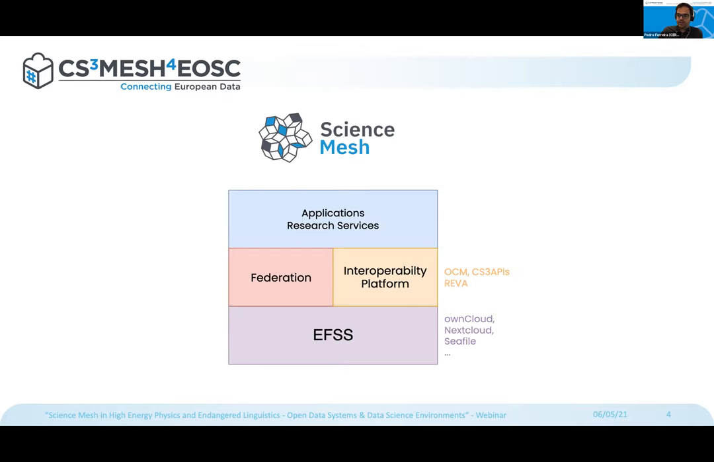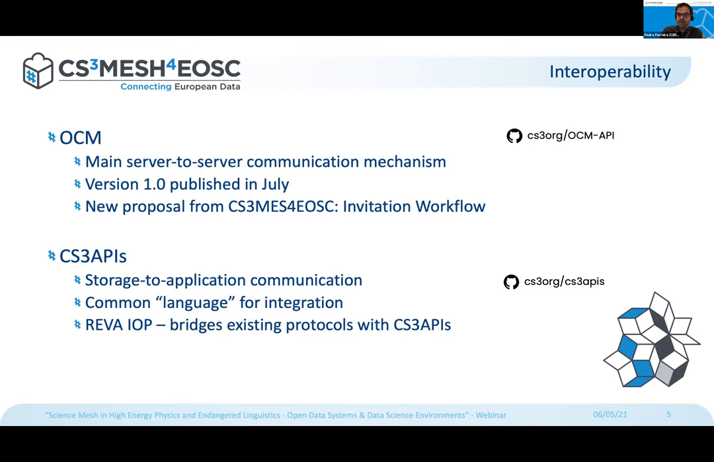So on one hand, we have a federation with very well-defined rules, where we know what we basically expect from each other. And then on the other hand, we've got the interoperability platform, which is a much more technical component, which of course we will not go into detail today, maybe for a future webinar or similar event, but it's basically based on two technologies. There's on one hand OCM, which is the set of standards which allow nodes on the mesh to communicate with each other. And this is a standard which is already adopted by the major vendors. ownCloud and Nextcloud, for instance, have already implemented it.